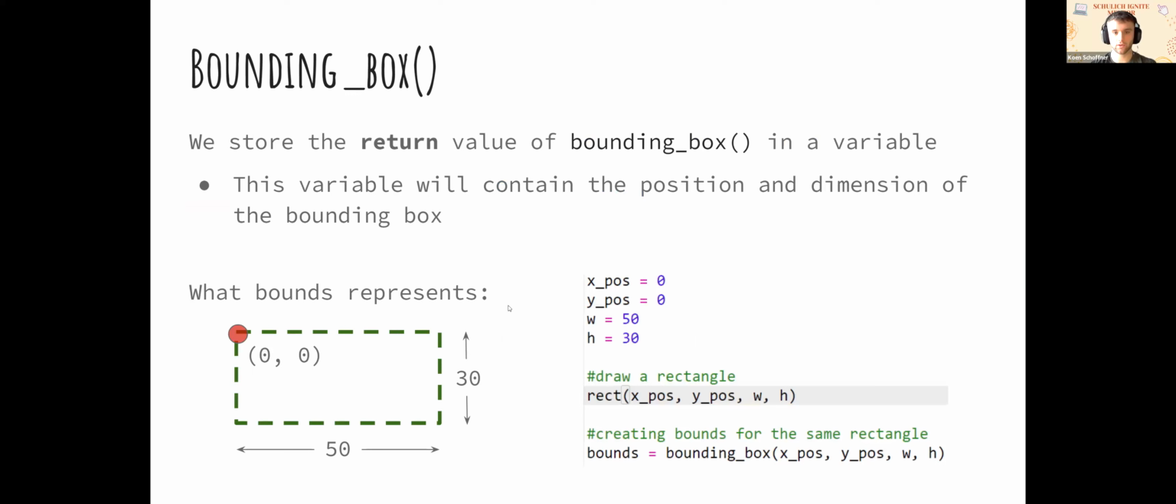So we can store the return value of a bounding box in a variable. This variable contains the position and the dimensions of that bounding box. You'll see later that it stores those values in a variable that makes it very easy to check whether or not that object has collided with another object, and we'll talk about that later, right?